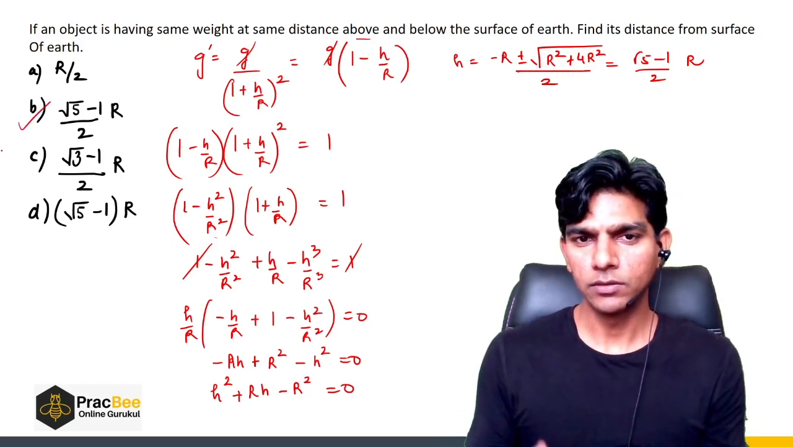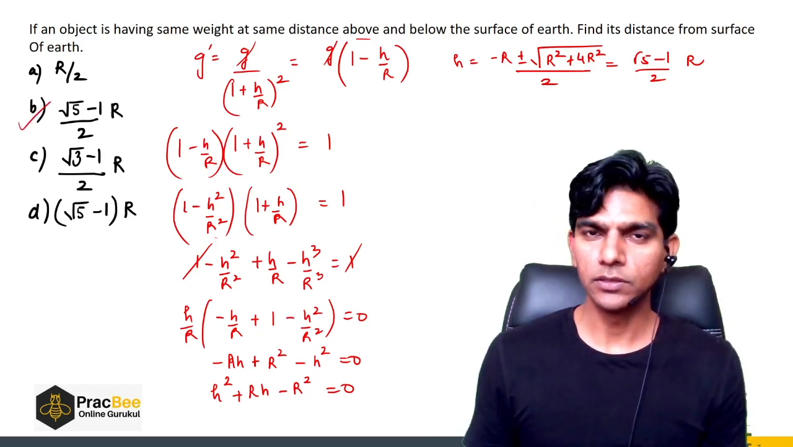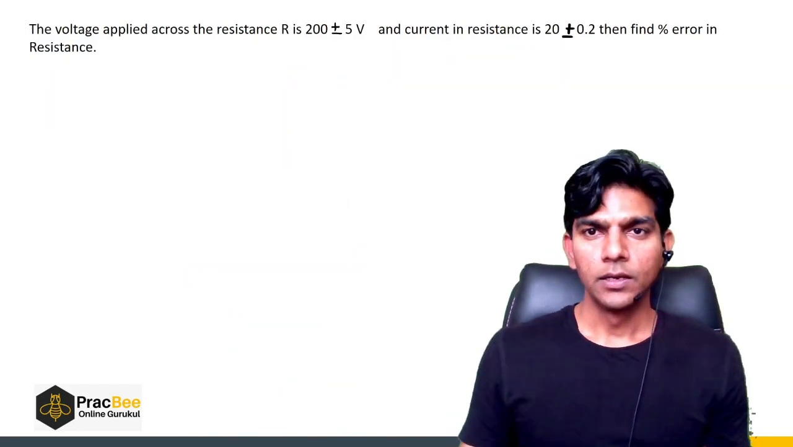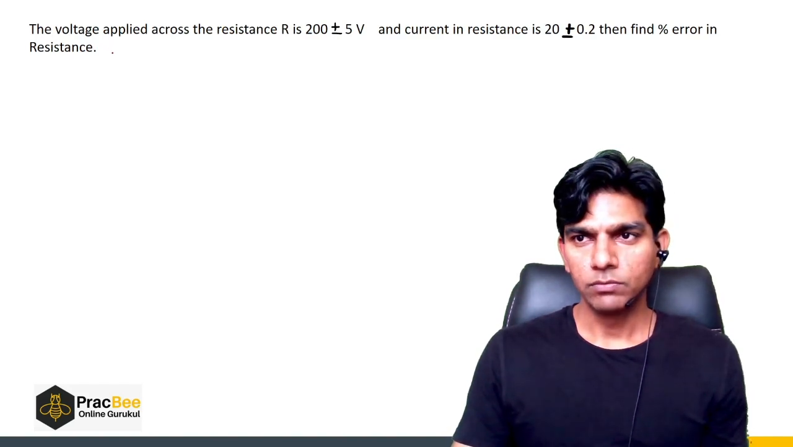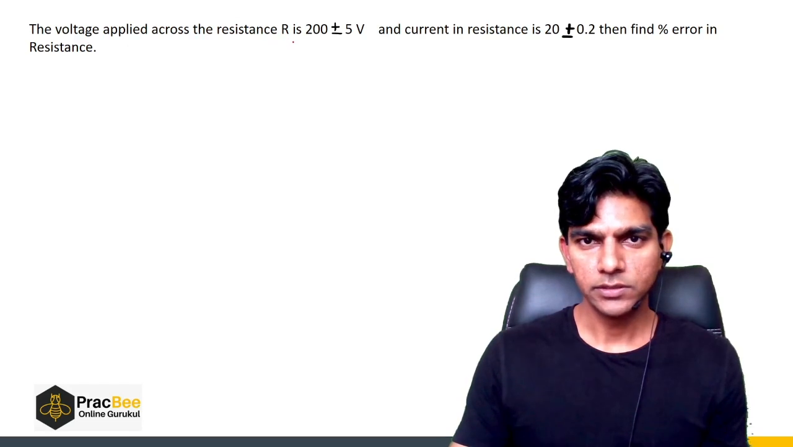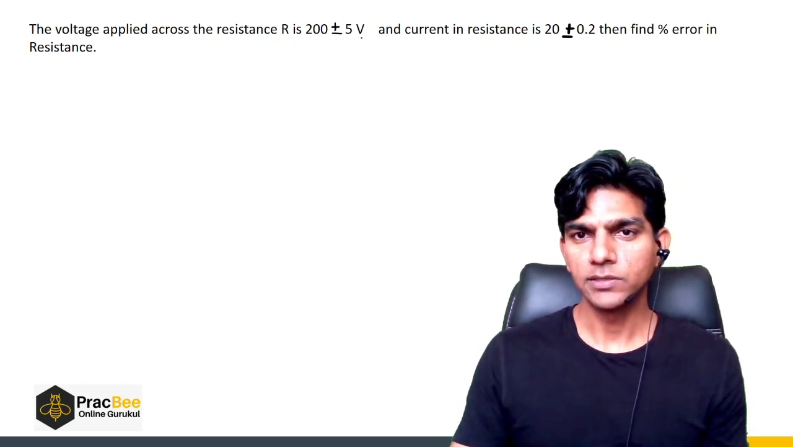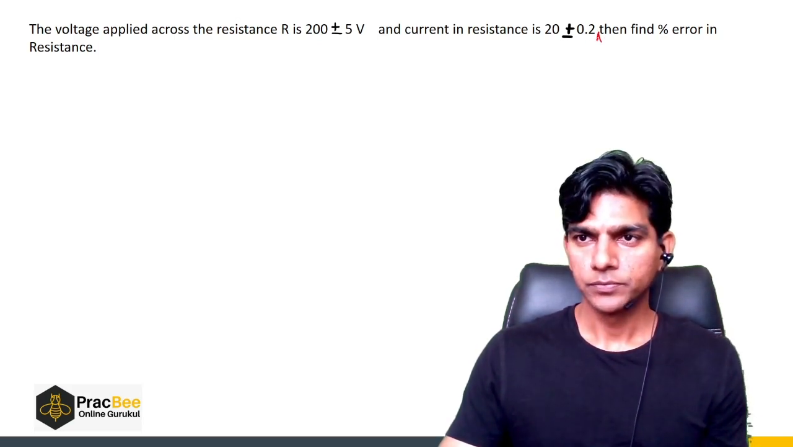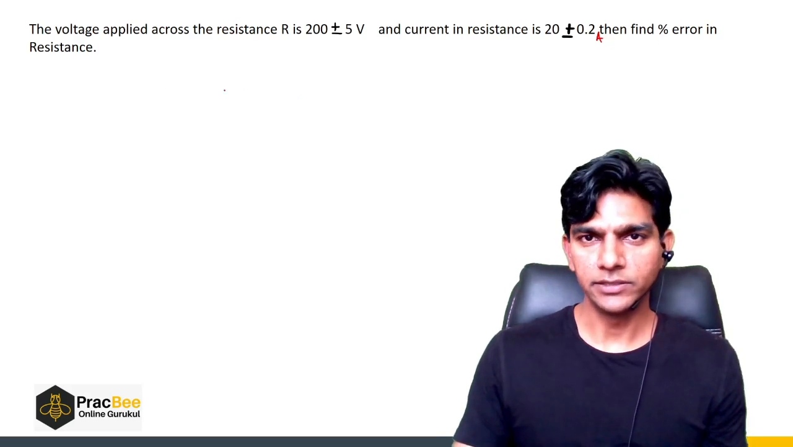Again, it's a bit of calculation, but the question is quite typical. We have covered the same question in class. Next question is from error analysis. Now, the voltage applied across a resistance R is 200 plus minus 5 volt, and the current in the resistance is 20 plus minus 0.2 ampere. Then find the percentage error in the resistance.